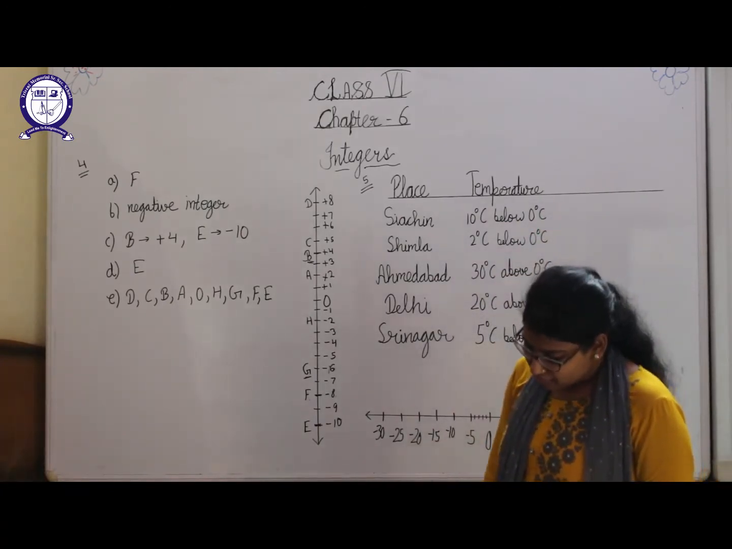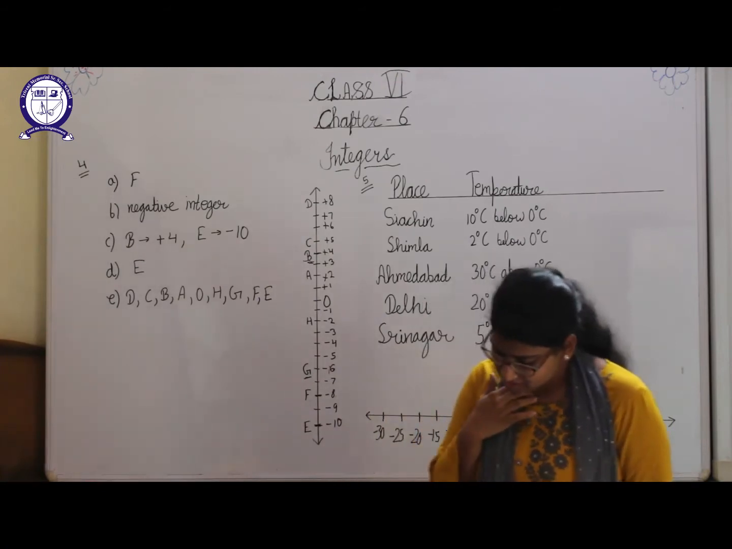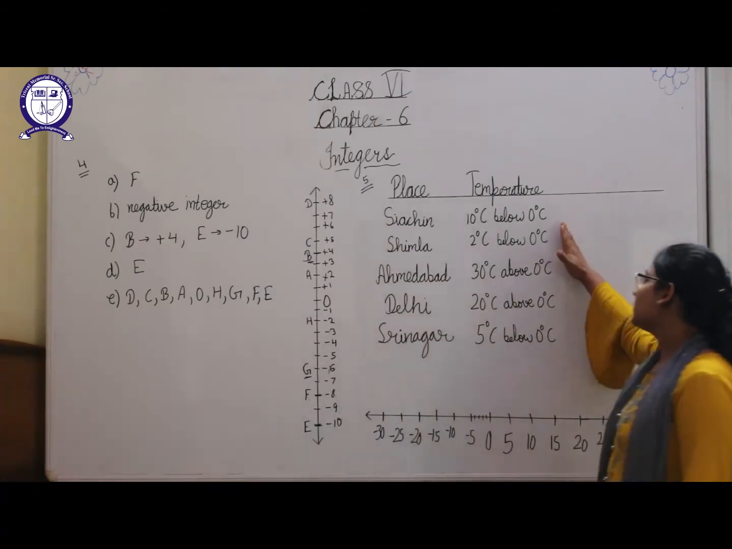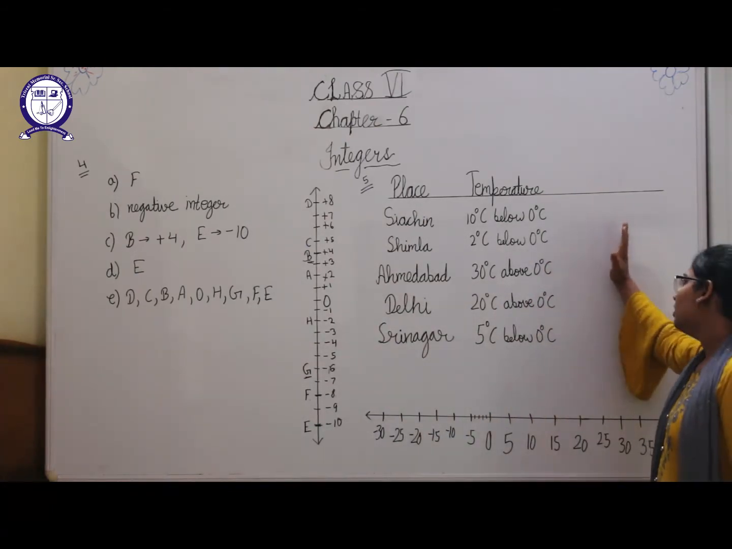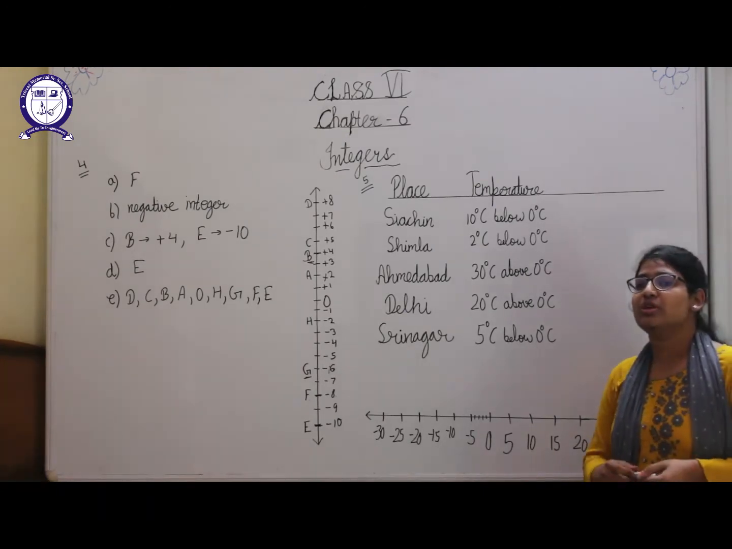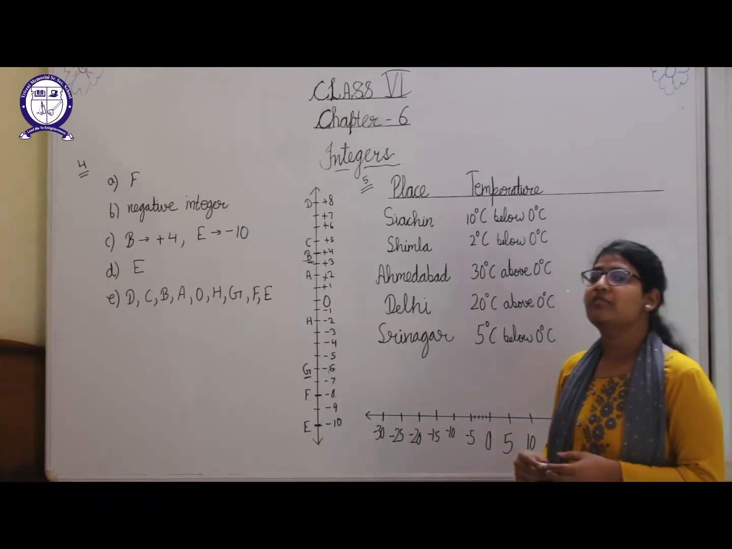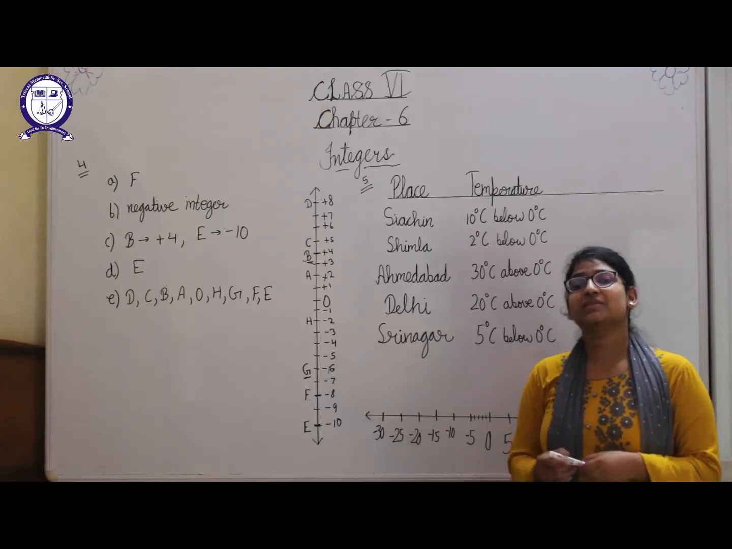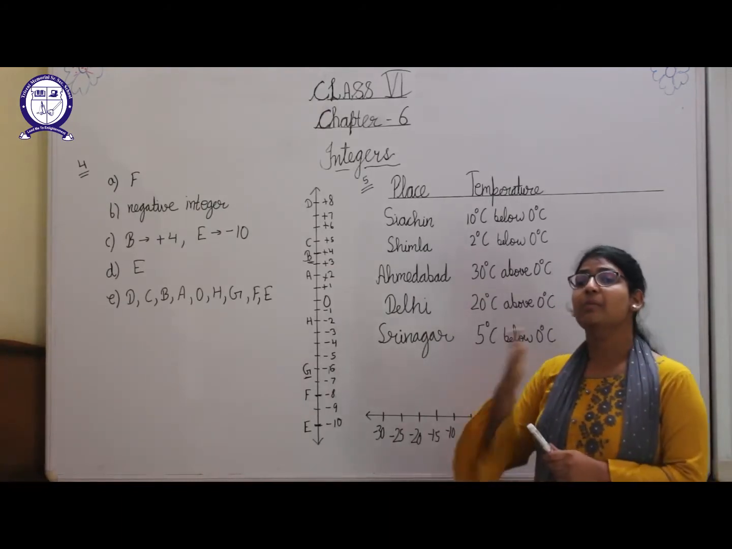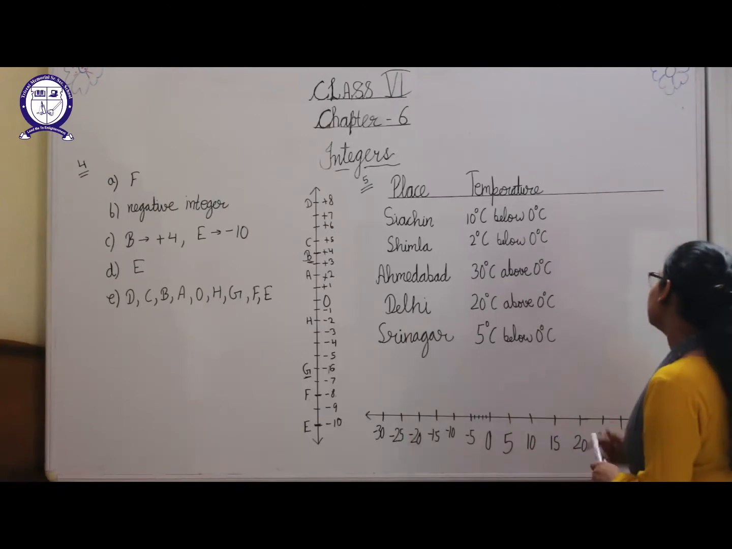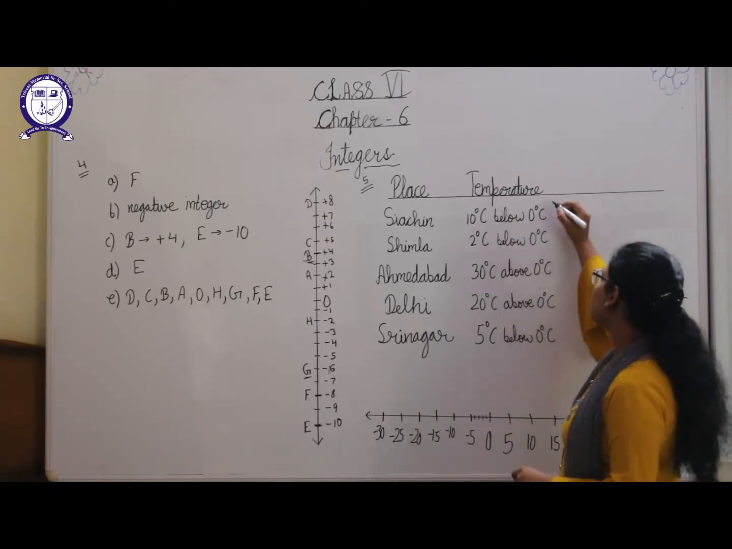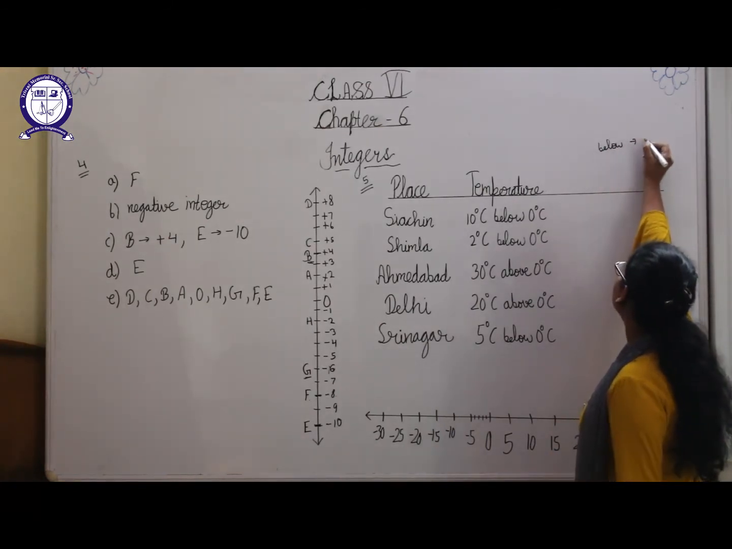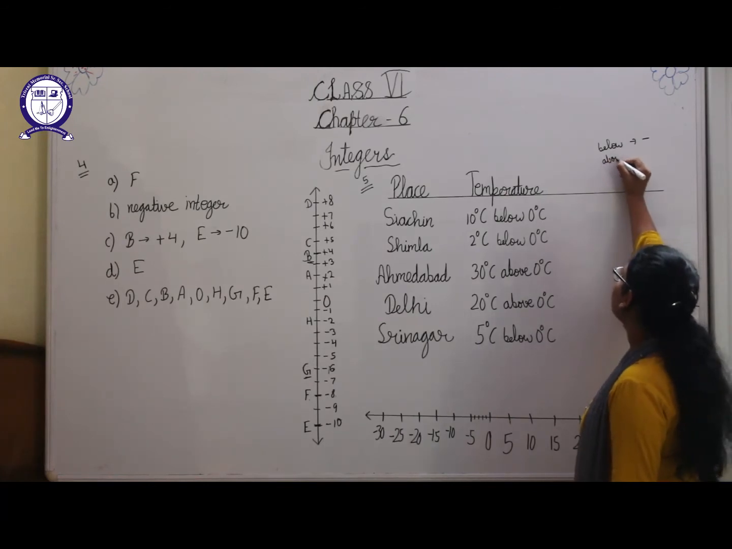In first part, what we have to do, write the temperatures of these places in the form of integers in the blank column. We have to write this temperature in the integer form. Okay, and students, you know that below 0 degree is negative temperature. We have heard that in Shimla the temperature is -5, -2, like this. Okay, what is this minus representing? This minus is representing below 0 degree Celsius. So we will represent below 0 degree Celsius with negative, and above 0 degree will be positive.